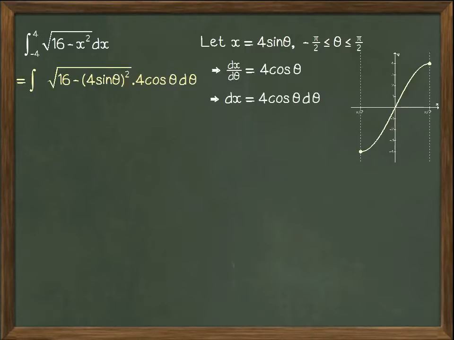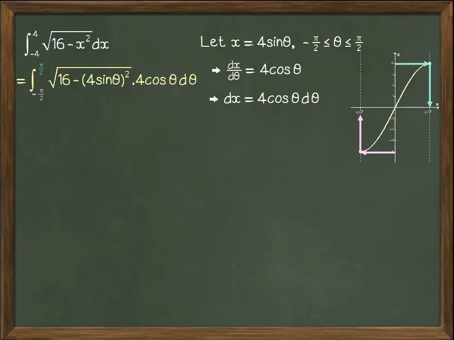So x can be substituted by 4 sine theta and dx by 4 cos theta d theta. However, we must also substitute our boundaries. Now, if I look at my graph and I look at x equal to negative 4, I realize that theta is equal to negative pi over 2. When x is equal to 4, theta is equal to pi over 2.